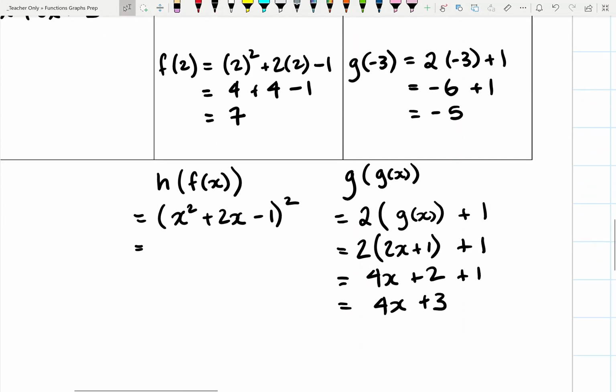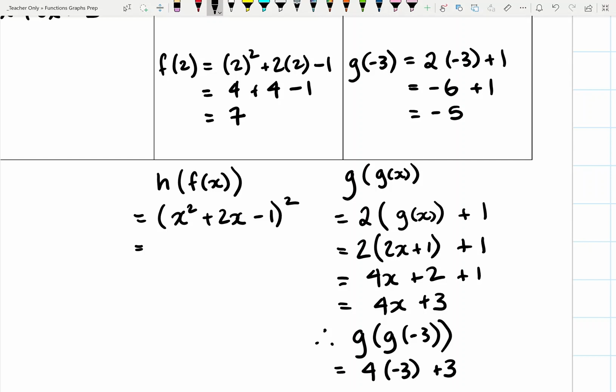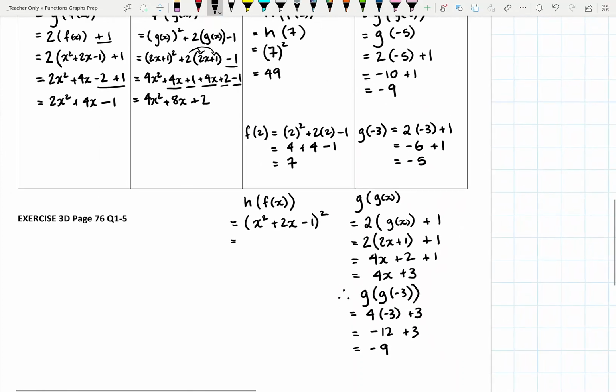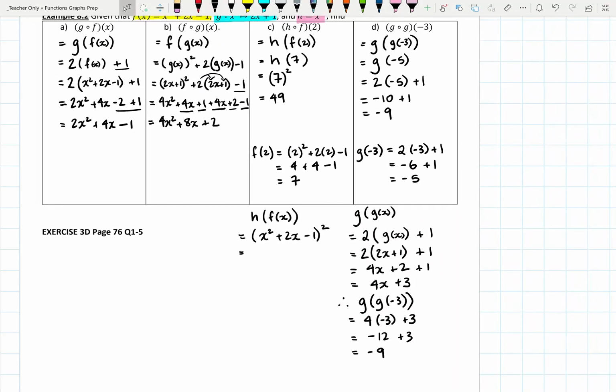And we're actually finding g of -3. So that's going to be 4 times -3 plus 3. 4 times -3 is -12 plus 3 is -9. So that one's a little bit nicer because we're not squaring a quadratic like we did in the last one. But you can see also that they're probably much of a muchness in terms of how much work. I think this one's probably a little bit more complicated. So the top one is probably the better way to go.